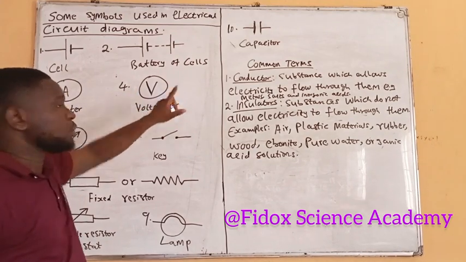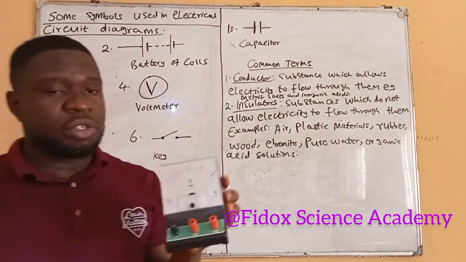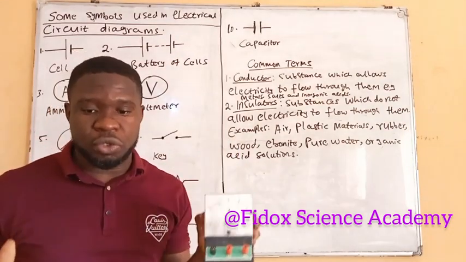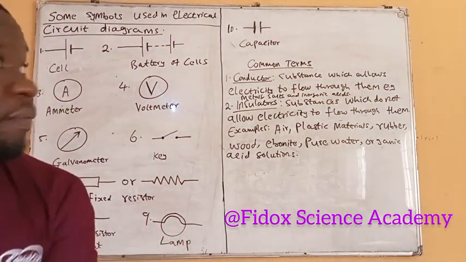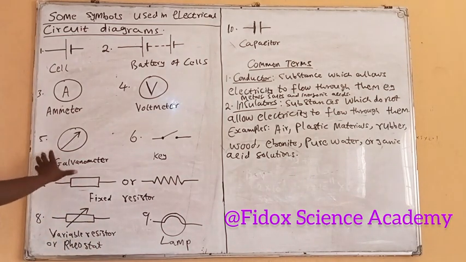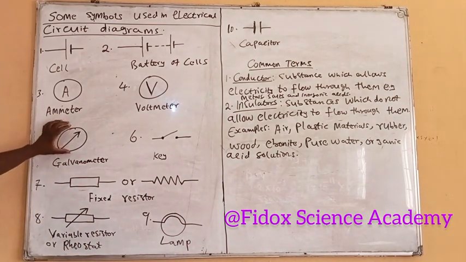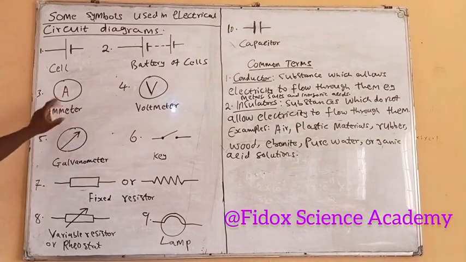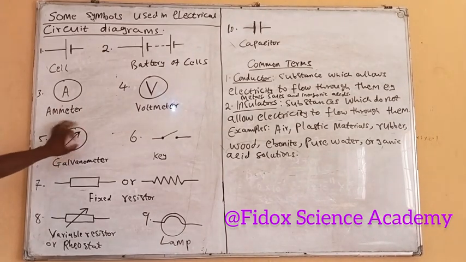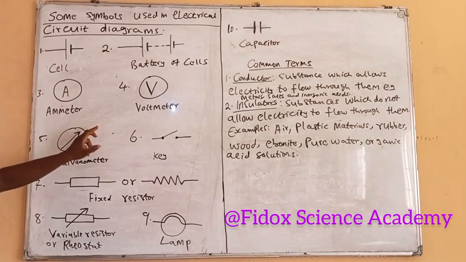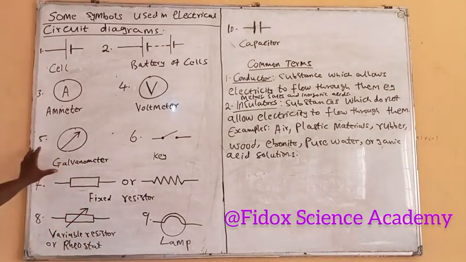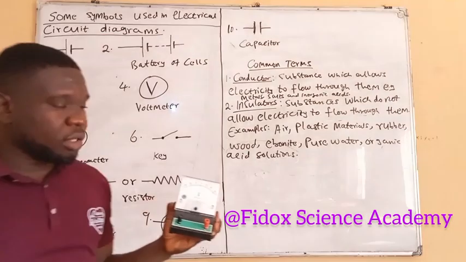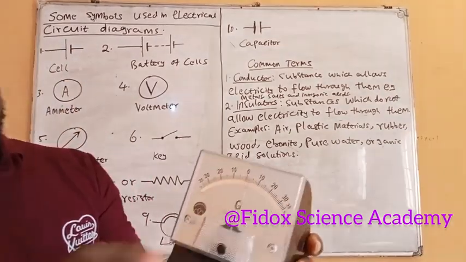So anytime you see this symbol, you know that it is talking about connecting this instrument, which is the voltmeter. Okay, so the fifth thing we have here is the galvanometer. You can see the difference between a galvanometer, voltmeter, and ammeter. Once you see a circle like this with an arrow pointing in this direction, then you have a galvanometer. And here we have a galvanometer. You can see it.